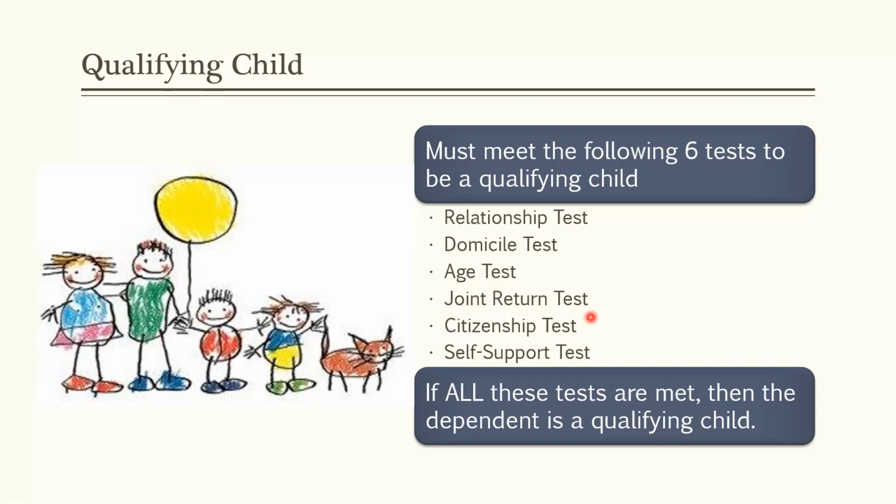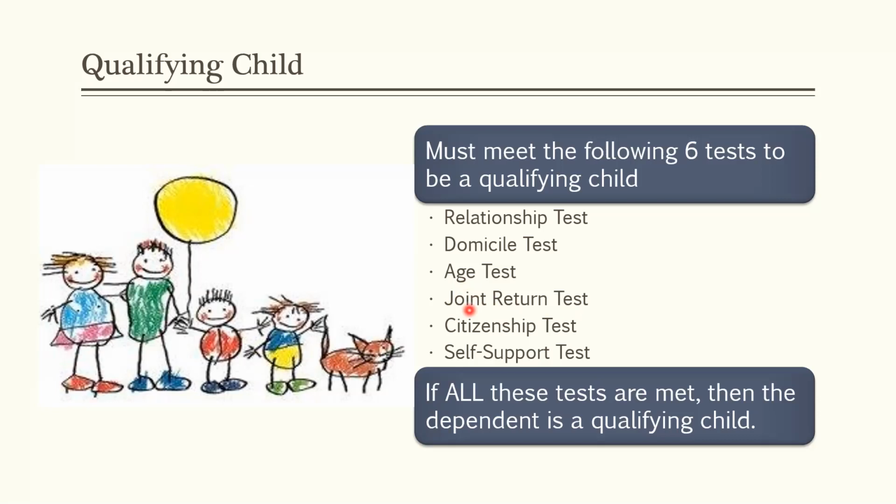The joint return test, this basically means your dependent really can't be married, but if they are, they can't file a joint return with their spouse. The only reason they might file a joint return and still qualify would be if they file a return just to claim a refund. So maybe they do not have a filing requirement because they're well below the filing thresholds we talked about earlier, but they would be getting a refund back, so they file a return just to get the refund.